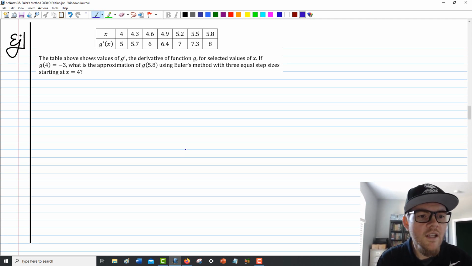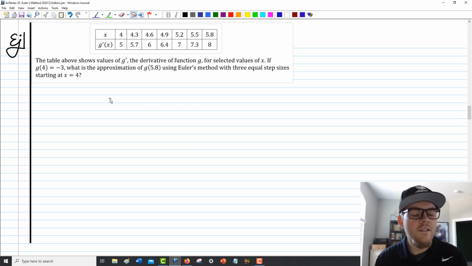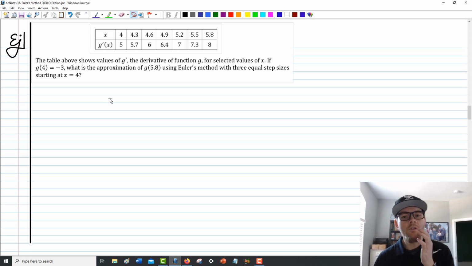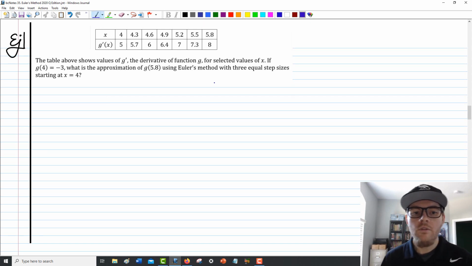So in our situation here, it says you've got a table above. In fact, this looks kind of small. Okay, so it says the table above gives values of g prime for selected values of x. So we're looking at the derivative of function g. If g of 4 equals -3, what is the approximation of g of 5.8 using Euler's method with 3 equal steps, starting at x equals 4? So we're trying to approximate a value using Euler's method, but interestingly enough here, we're not given a differential equation.